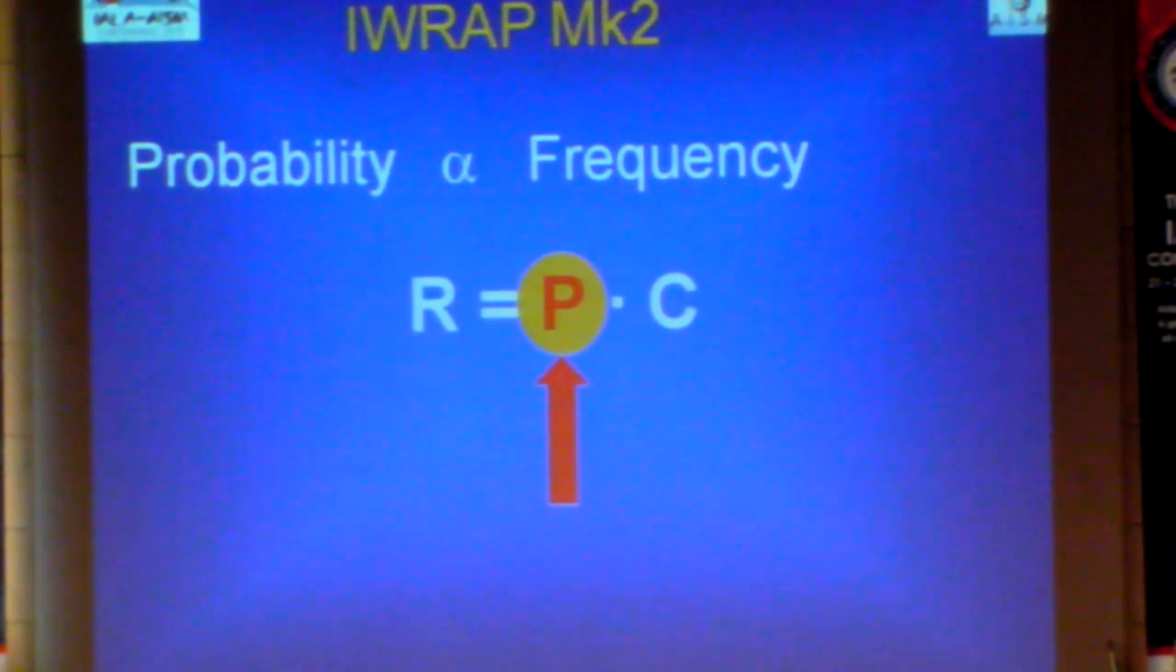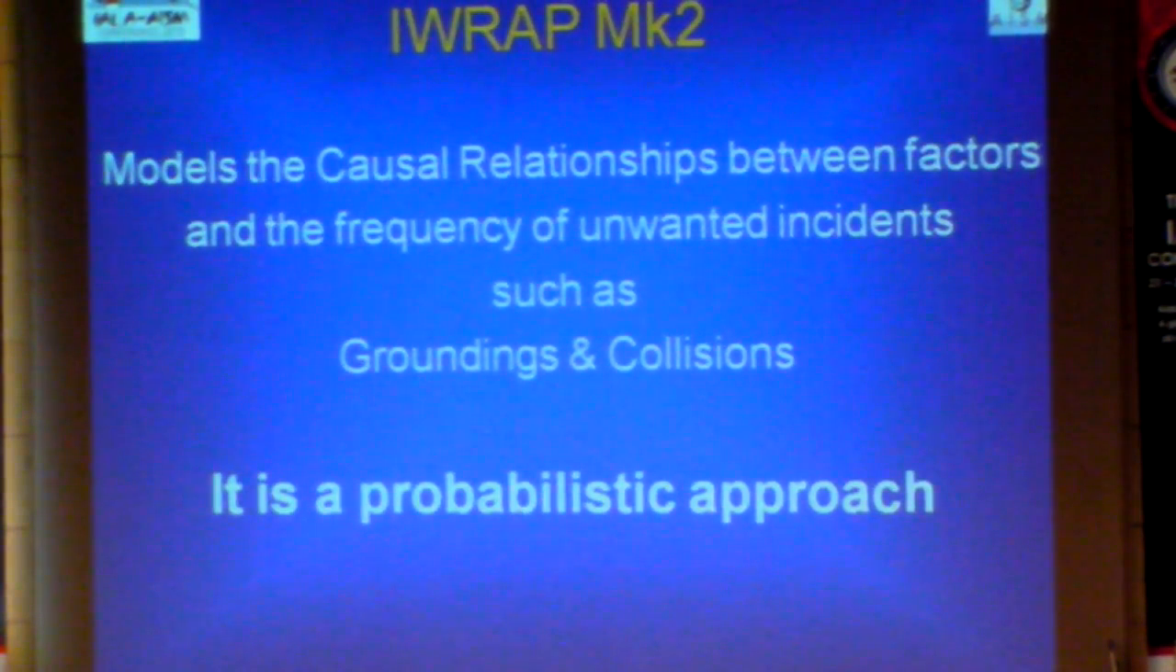And probability of an incident is proportional to the frequency of incidents, you know, how many per year. So IRAP models causal relationships between a number of factors and the unwanted incidents such as groundings and collisions. It is a purely probabilistic approach. The first version of IRAP mixed a probabilistic approach, this part, with some design rules, the Piank manual, if you will. And we've gone away from that. We just want to look at the probabilistic approach for the time being.